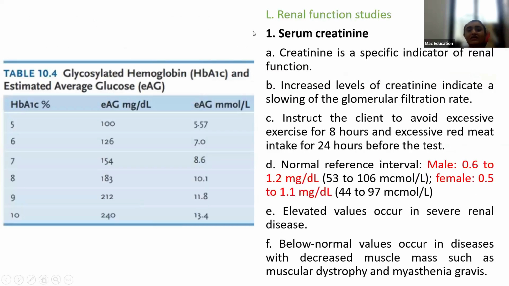Then we have seen renal studies. In renal studies, the first test was serum creatinine. What is the advice you will give to the patient? Avoid excessive exercise before 8 hours. Avoid red meat intake before 24 hours.